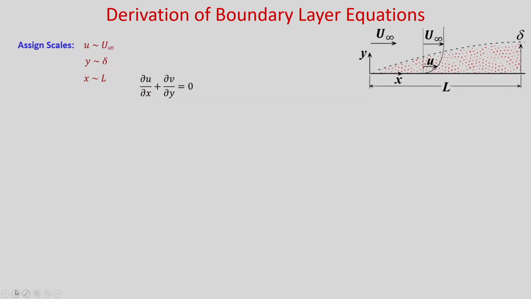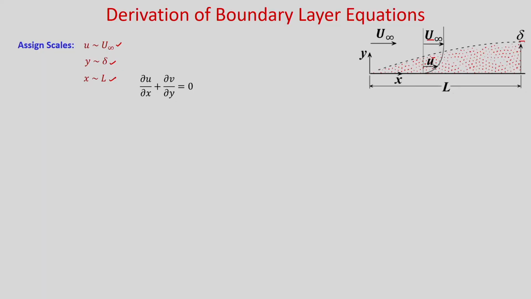So, first assign the scales. For velocity, the free stream velocity is u infinity, so we can assign the scale for velocity u as u infinity. We have hydrodynamic boundary layer thickness delta, so in the y direction, y is of the order of delta, and the length of the plate is L, so the order of x we can write as L.